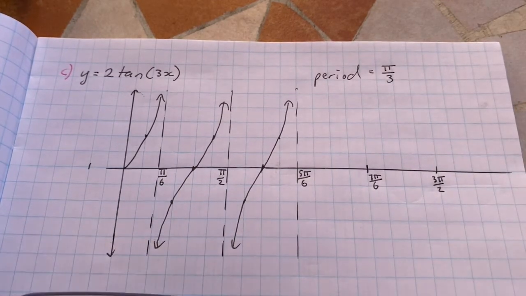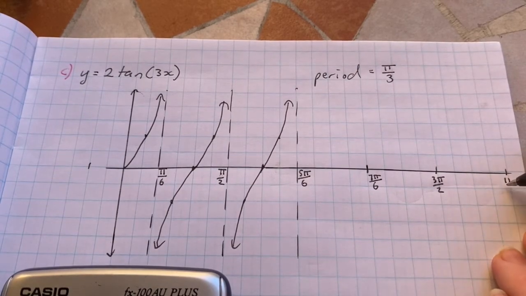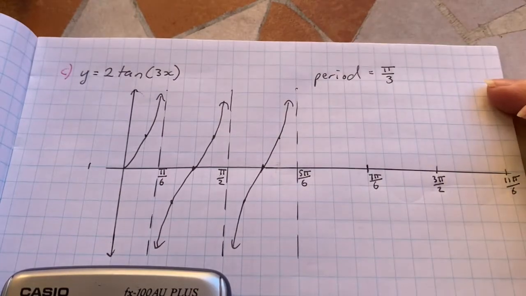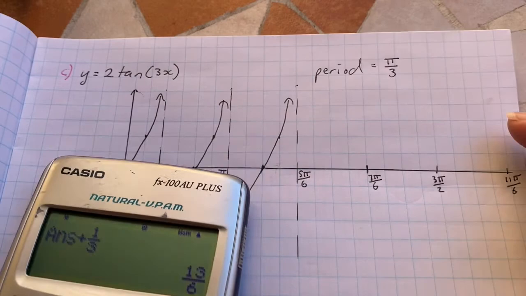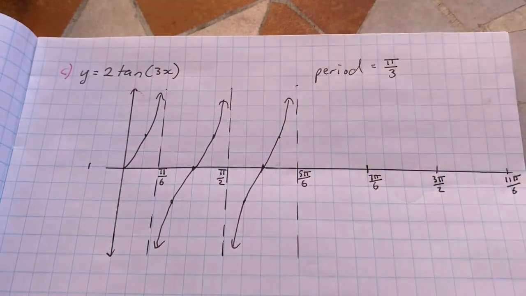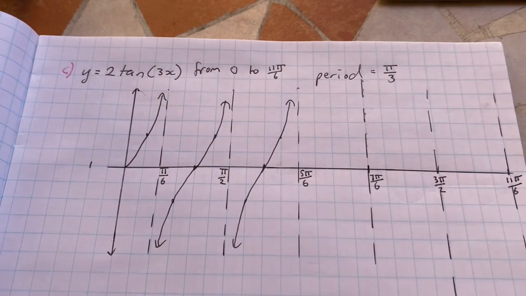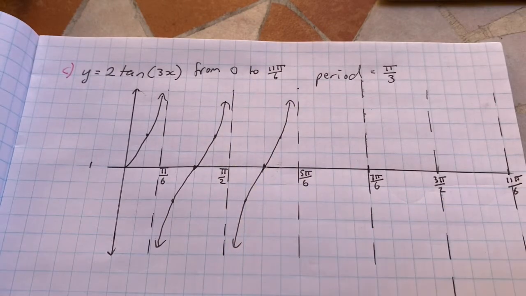And as you can see, I am running out of space. The next one would be 11 pi on 6. And 2 pi is going to be a little bit beyond that. The next one would have been at 13 pi on 6. So I haven't even actually left enough room on my page. So you do have to be a little bit careful with that type of thing. So I just changed the question slightly from 0 to 11 pi on 6.